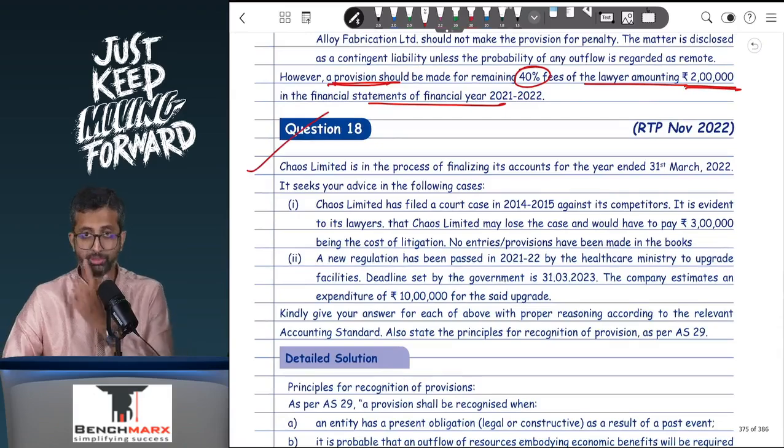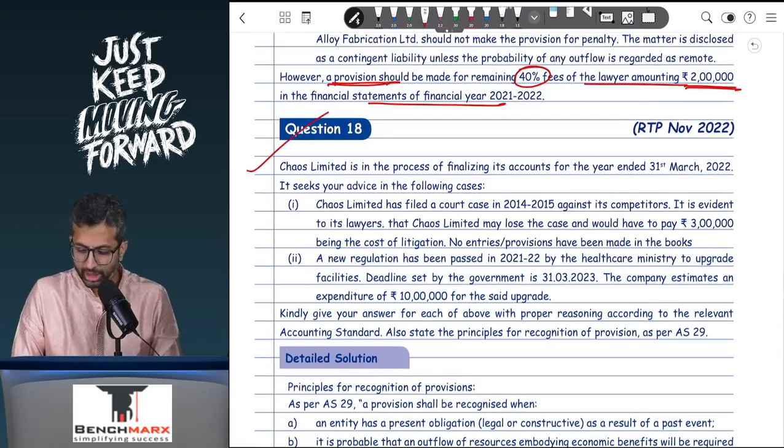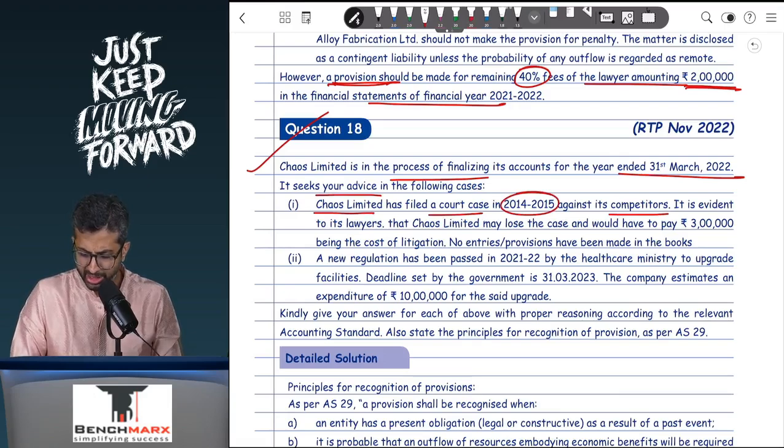Okay, next we go to question number 18. Chaos Limited again is in the process of finalizing accounts for the year ended 31st March 22, that is for the year 21-22. It seeks your advice in the following. Chaos has filed a court case in the year 14-15 against its competitors. It is evident to its lawyers that Chaos may lose the case and it will have to pay 3 lakhs, being cost of litigation. No entries have been made in the books.